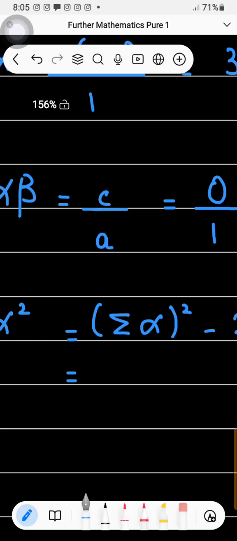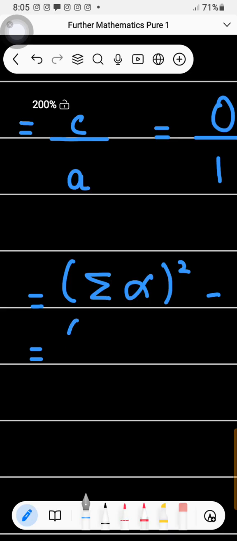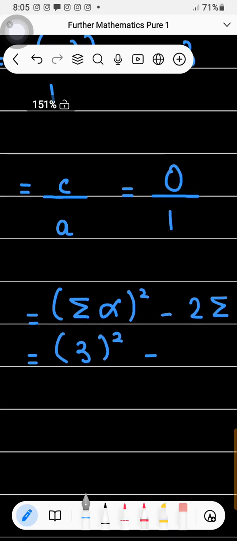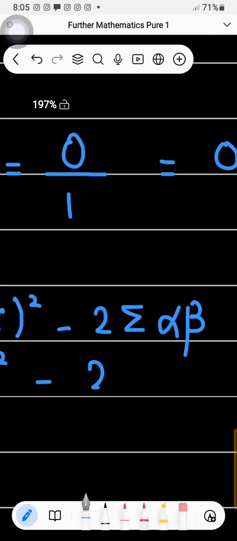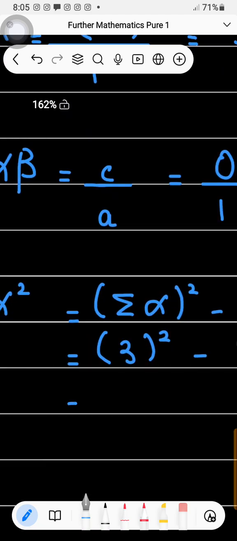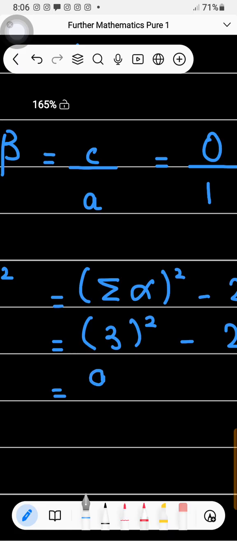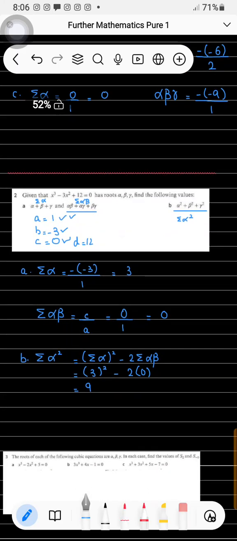So we had found the sum of alpha as 3 in the first part. So we will write 3 square minus 2 sum of alpha beta. We get sum of alpha beta as 0, negative 2 and this is 0. So we got the answer as 3 square minus 0, it becomes 9. Okay, so this part is done. I hope there is nothing confusing in this part.